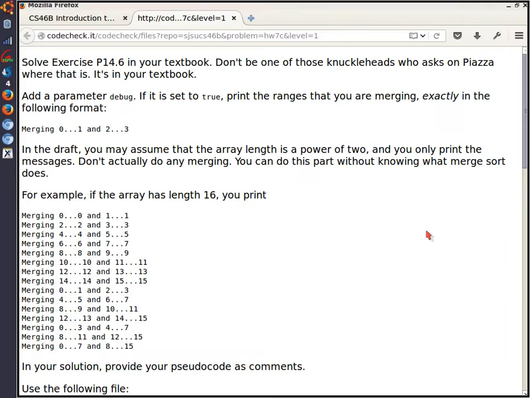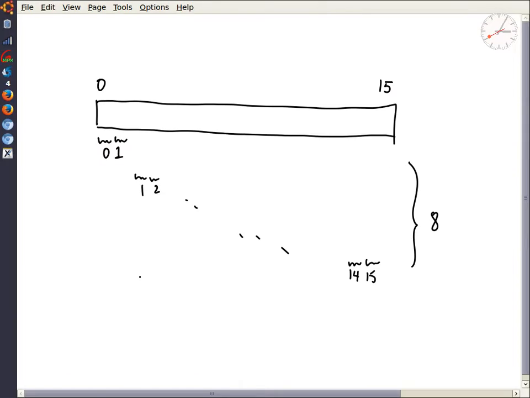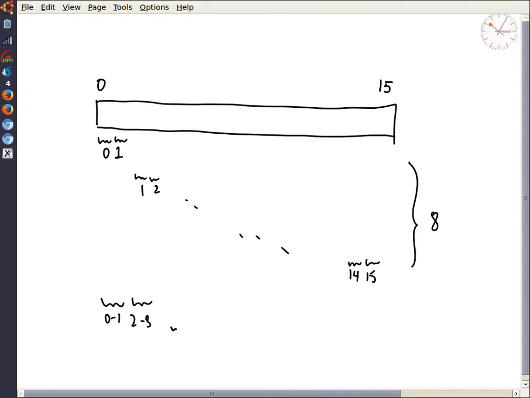And do we have 8? 1, 2, 3, 4, 5, 6, 7, 8. Yeah. Okay, so all of these merges here have intervals of length 1. Now we're merging this one here from 0 to 1 with the one from 2 to 3. Then we're merging the one from 4 to 5 with 6 to 7. And there are 2 more, right? So we have 4 merges of this ilk.